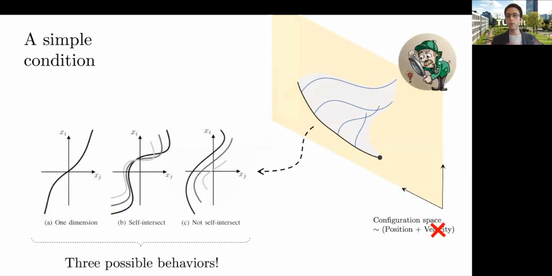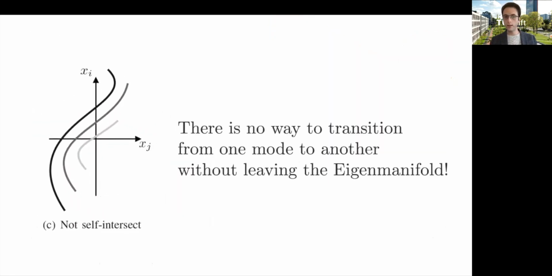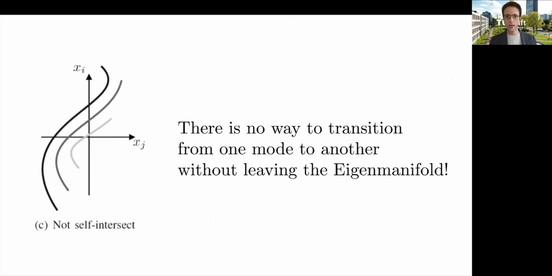And there are three possible behaviors that are qualitatively different. They are the case in which all the trajectories create a one-dimensional manifold, the case in which the trajectories are spread but they self-intersect, and then there is one extreme case in which the trajectories are so spread apart that they do not even self-intersect. So we start from this latest case because it's the simpler to address.